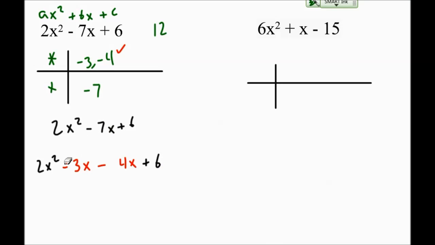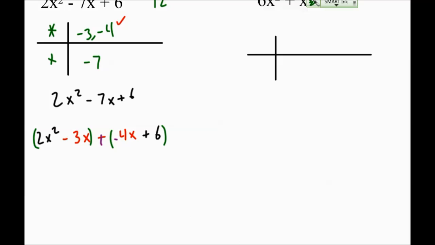Now what I'm going to do is group together the first two terms and the last two terms. But before I group the last two terms, here is a tip. You're going to write this as plus negative 4x. If you don't write it as plus negative, it gets really ugly and you aren't properly factoring. So we're going to write this as a plus negative 4x.